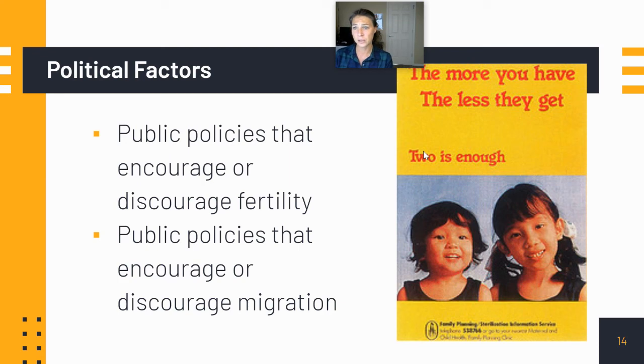On the right-hand side of that image is a propaganda poster from Singapore in the 1970s, I think it was, when the population in Singapore was growing really fast. Well, it worked too well, and now Singapore is in a population decline, so now they're trying to encourage more baby making. Political factors include policies that encourage or discourage fertility, or having babies. And then governments can also put in policies that encourage or discourage migration, as if you've been paying attention to anything that's happening in this country. It's been a hot topic for the last couple of years.